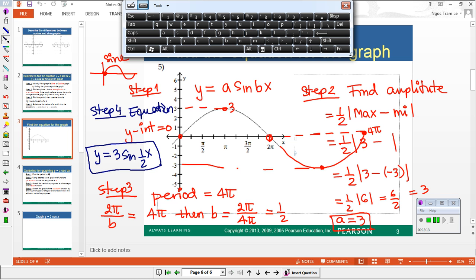This is the end of this video. Make sure you write down what you learned from this video, such as how to write an equation from a graph by listing all the steps, finding a and b.